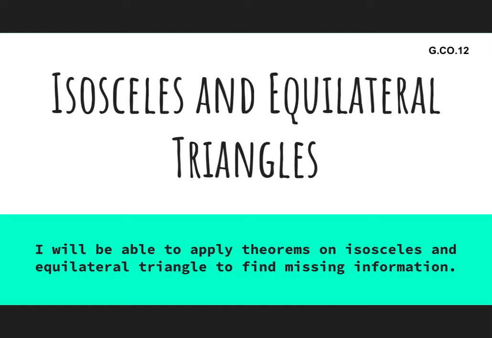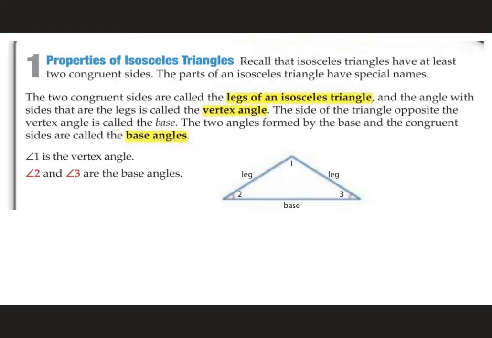Isosceles and equilateral triangles. After watching this video, I will be able to apply theorems on isosceles and equilateral triangles to find missing information. In the previous lesson, we talked about isosceles triangles, which is any triangle that has at least two congruent sides.